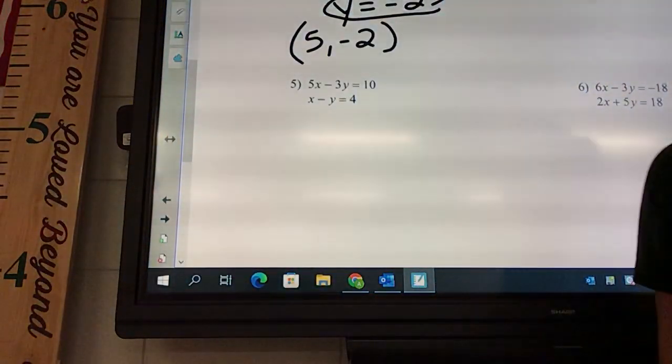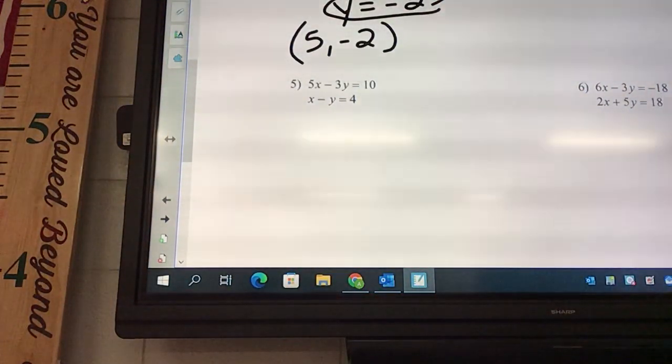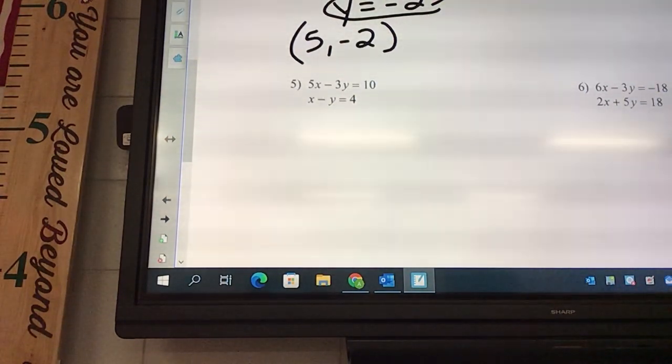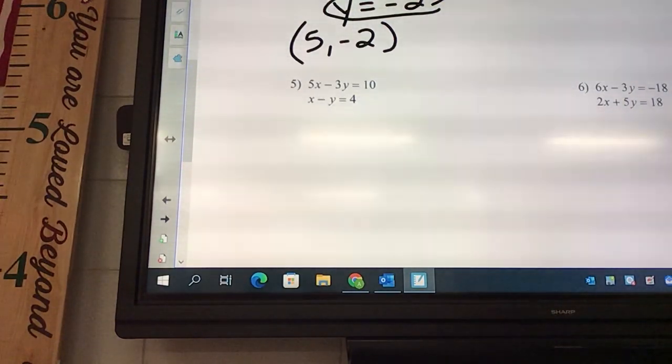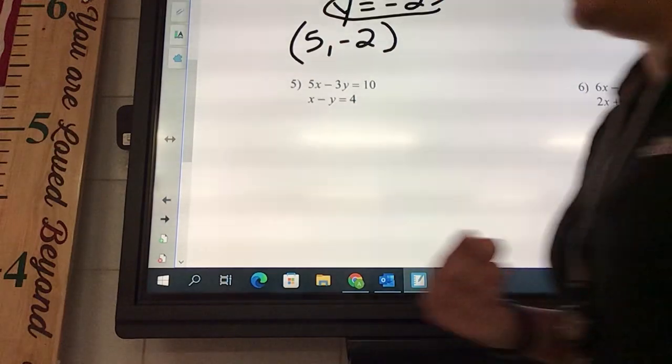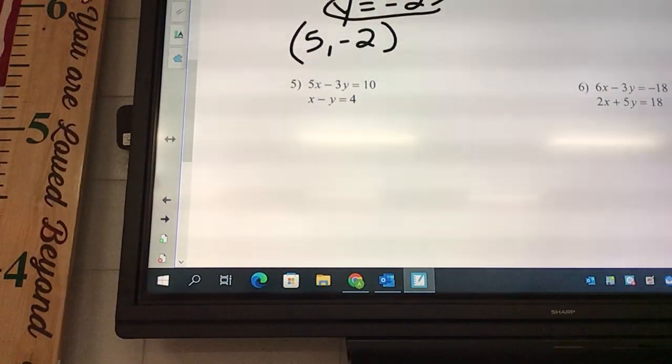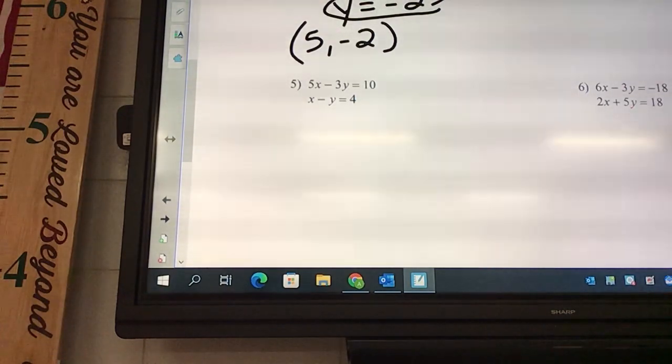Okay, let's look at number 5. Do we have two that have the same number? No. Okay, so there are multiple ways that you can do this. Okay, so type 3, which is the new type we're going to do today, is when you don't have the same number. Okay, so your only option is going to be to multiply one of the equations to get it to be the same number.